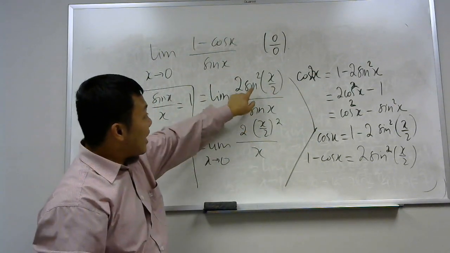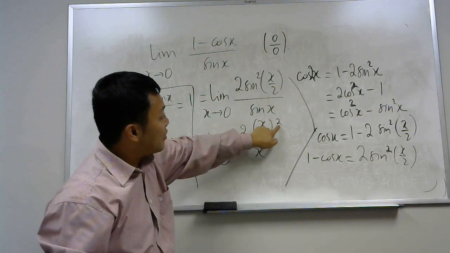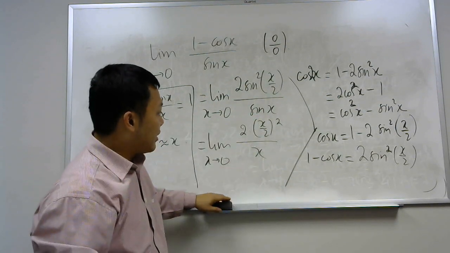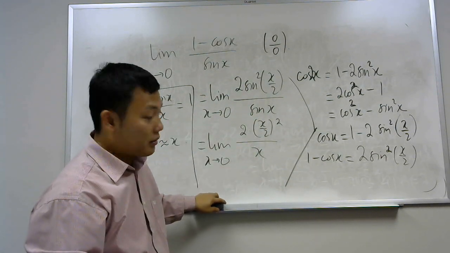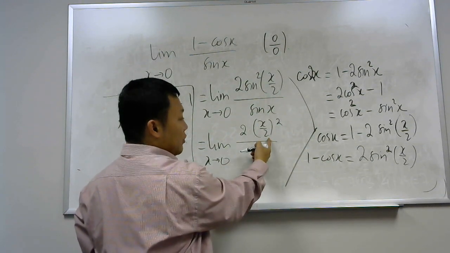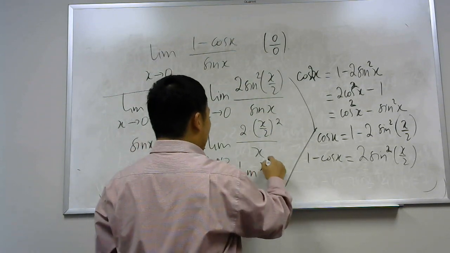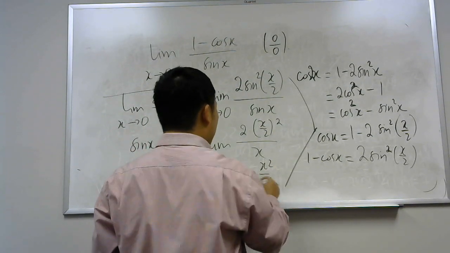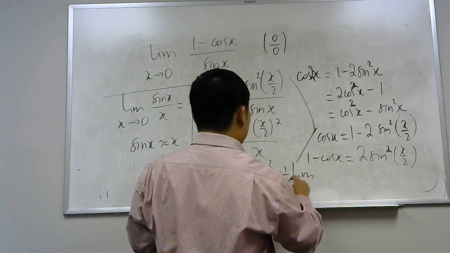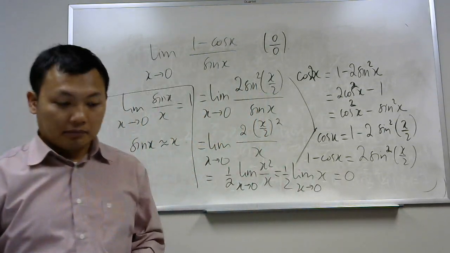So sine of x over 2 is similar to x over 2, but we have squaring here, and instead of sine, I write just x. And you can see this limit is just 0, because here we have x squared, here 2 over 4, this is 1 over 2, right? Limit of x squared over x when x goes to 0, so that is 1 over 2 limit of x when x goes to 0, which is 0. Done.